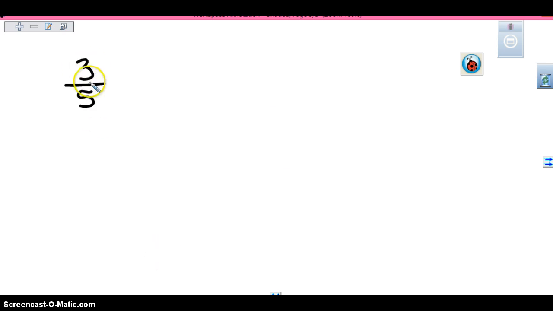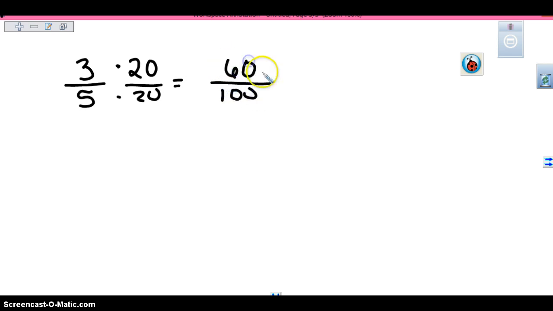If we need to change 3/5 to a percent, we can ask ourselves, how do we make the denominator equal to 100? That would mean multiplying times 20. 5 times 20 is 100, and 3 times 20 is 60. So this would equal 60%.